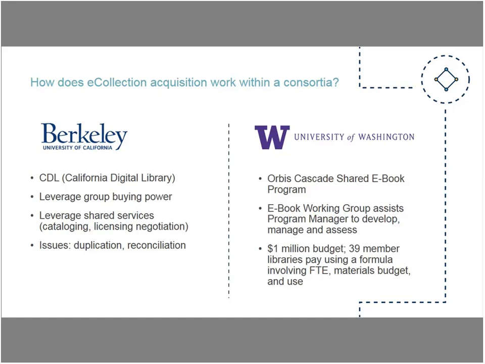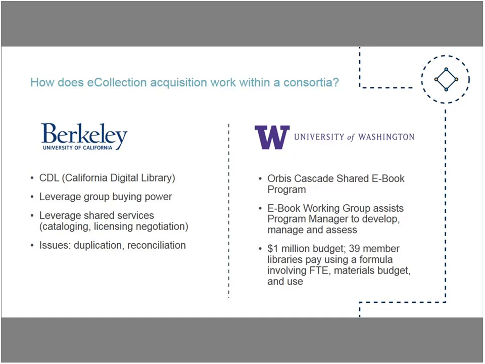How decisions are made as to what comprises this program: there is an ebook working group who works with an Alliance staff member to develop, manage, and assess the program. Currently, the program operates with a $1 million budget. It's actually had that budget now for a couple of years. And the member libraries pay into that budget using a formula that involves their FTE, their materials budget, and the recorded use of the shared ebooks the previous fiscal year.